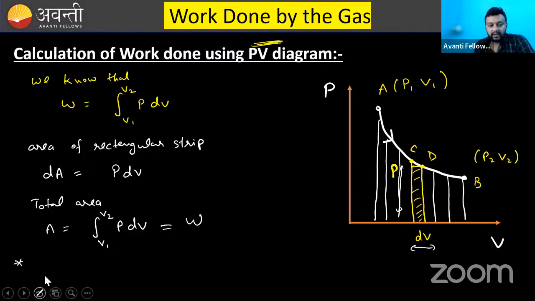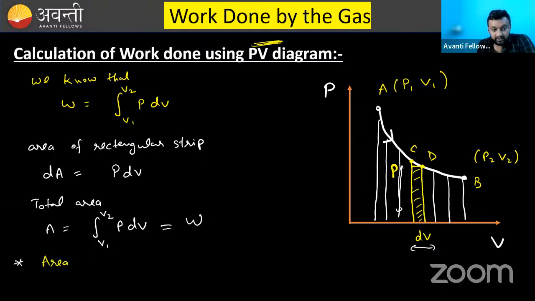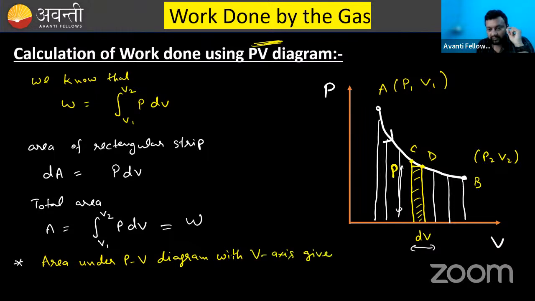So what we can conclude here, or I will write it in a more precise way, and you need to make it a punchline: the area under the PV diagram with the volume axis gives work done.